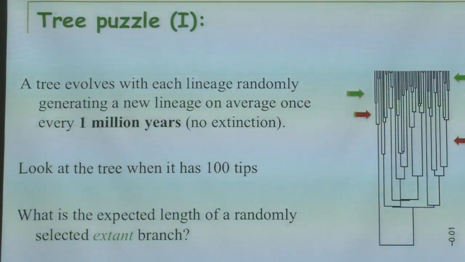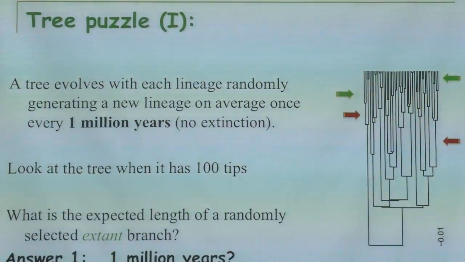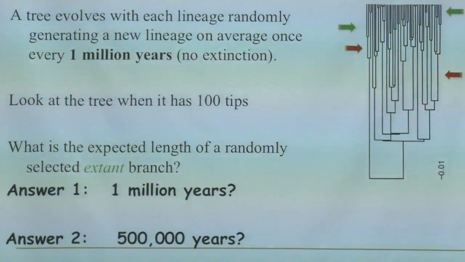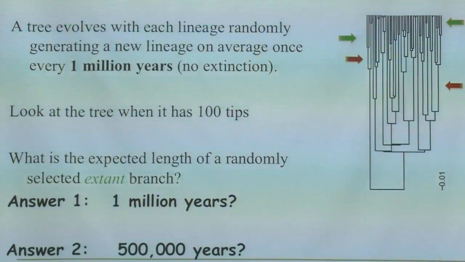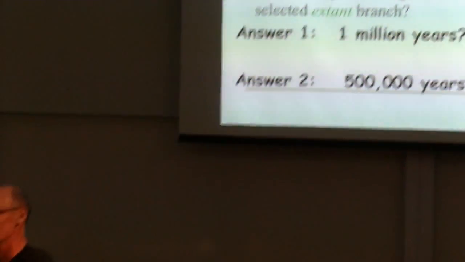Well, so these are the interior branches. So for the extant branches, is it 1 million years or 500,000 years? You kind of think, well, I've just turned up and sawn some of those pendant edges off. It's going to be less than 1 million. It's probably 500,000, right? But then you think of the bus paradox, and you think, well, it's like waiting for the bus to arrive, so maybe it's 1 million years. But it's not that either. It is actually 500,000 years.